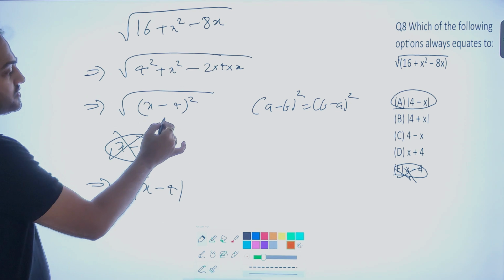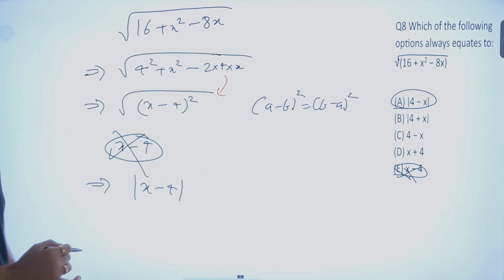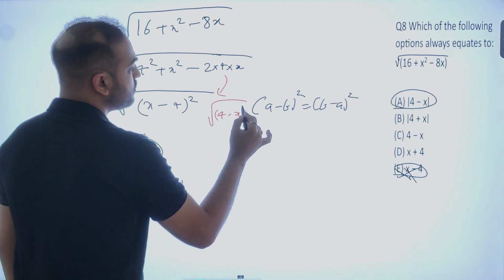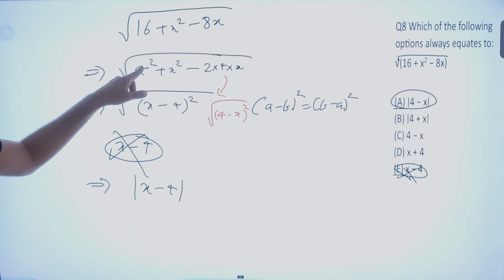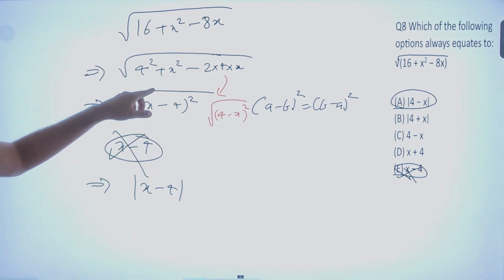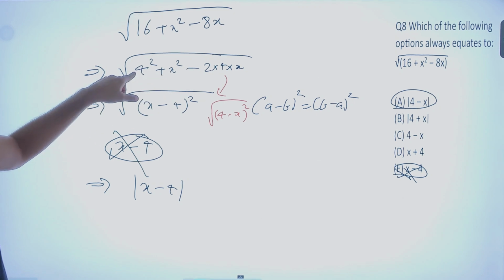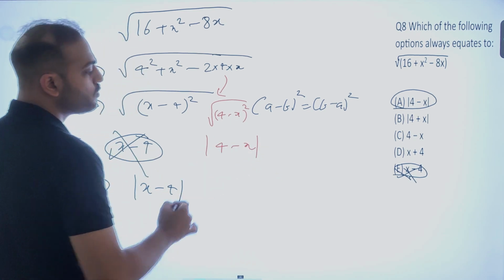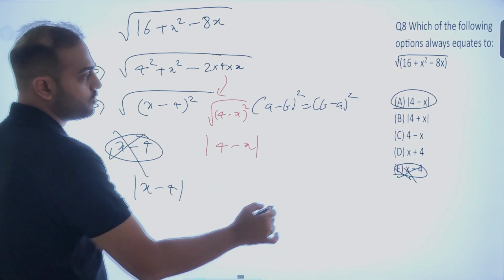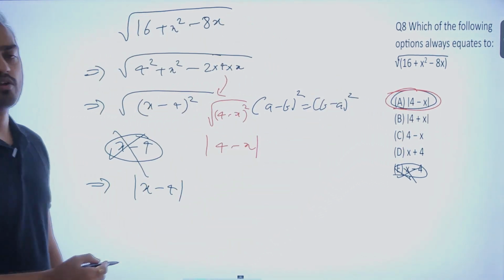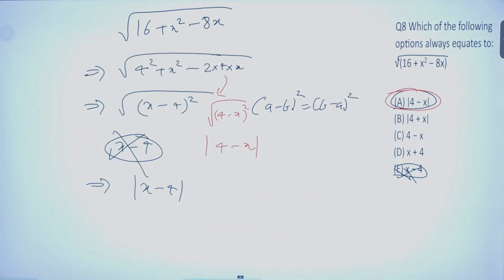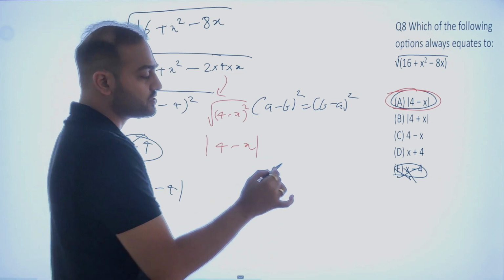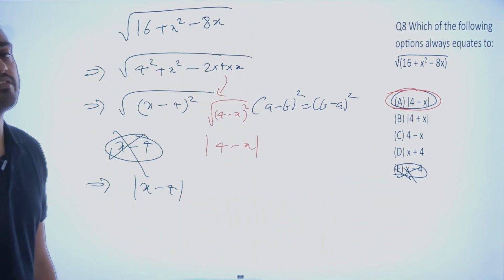So what does that mean? Instead of writing this as x minus 4 whole square, you can also write this as 4 minus x whole square. Take 4 as a and x as b, so this will become 4 minus x whole square. The square root will become modulus of 4 minus x. So remember, square root of variable is modulus. Do not rush an answer.